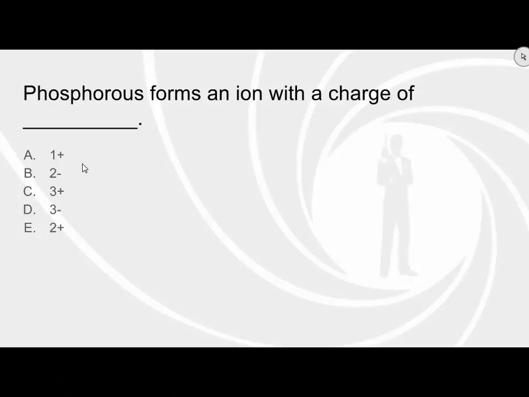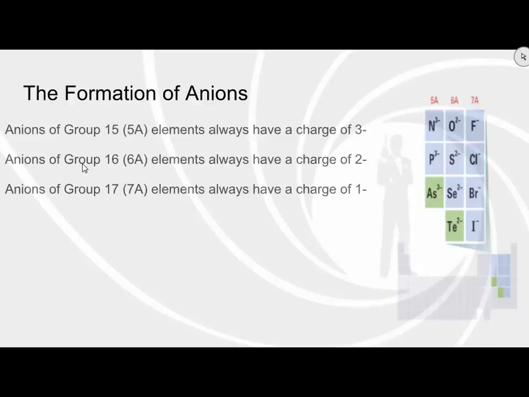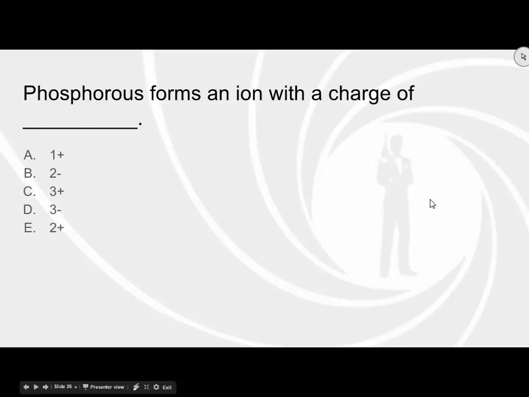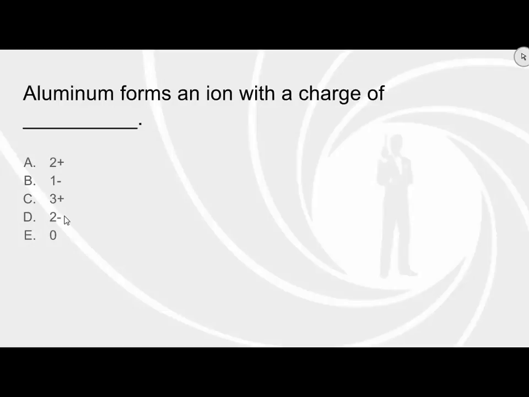Phosphorus forms an ion of what charge? Let's find phosphorus. Phosphorus is in nitrogen's column. Nitrogen is column 15, and those are going to become a -3. So our answer would be D, phosphorus is going to form a -3 charge. If you want, you can also write over the column numbers what charge they would normally form. Let's try another one. Aluminum forms an ion of what charge?